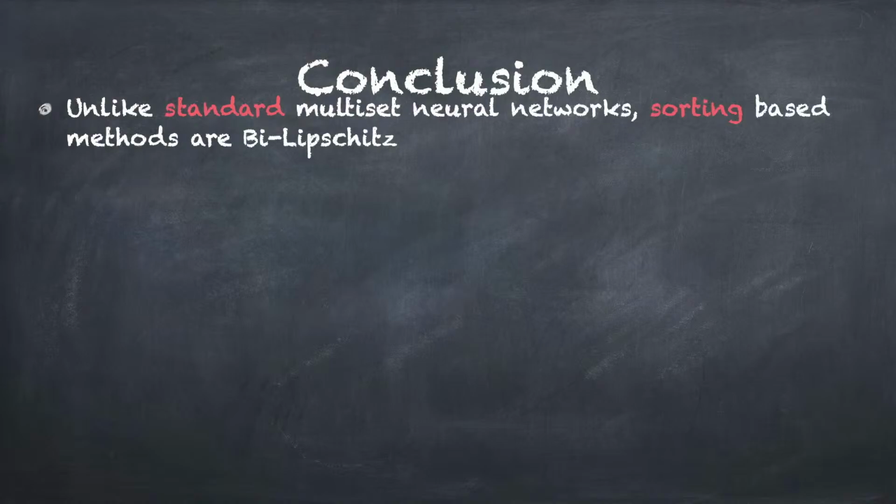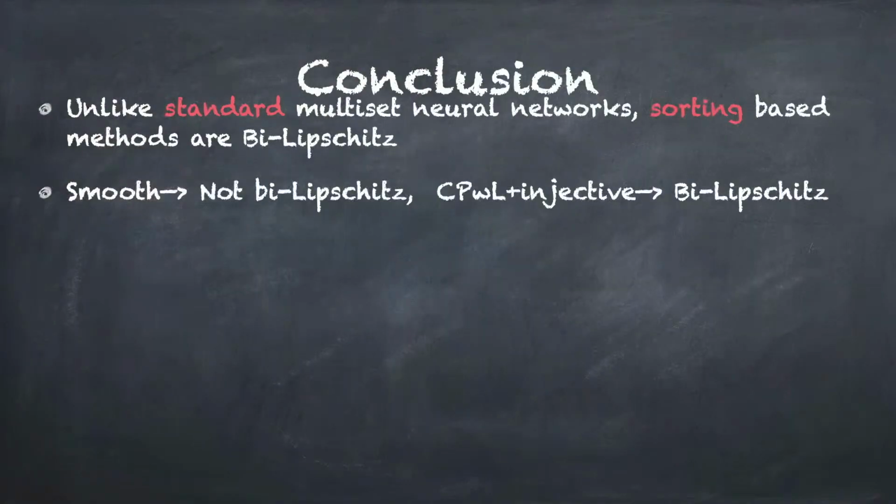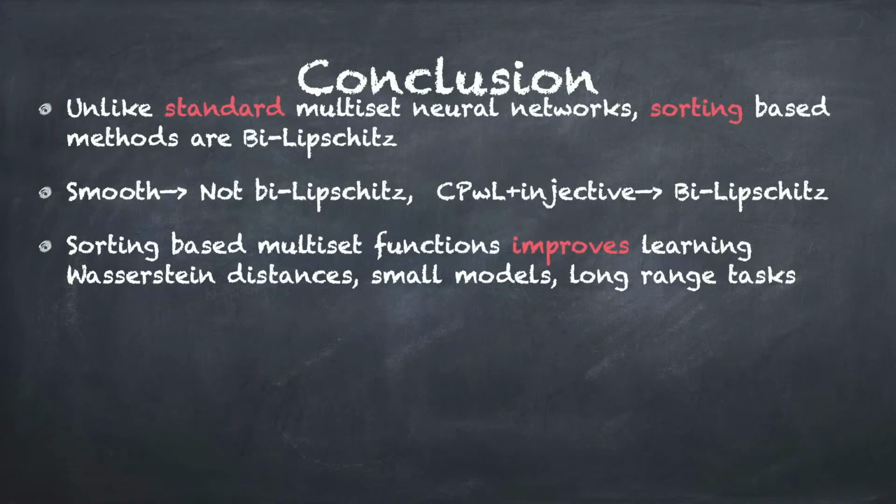Okay, so conclusion. What we saw is that unlike standard multiset neural networks, sorting-based methods are both Bi-Lipschitz and injective. There's a general concept that if you can build something which is smooth and injective, it probably will not be Bi-Lipschitz, but if it's continuous piecewise linear and injective, it will be. And we saw that in certain instances, sorting-based multiset functions can be helpful for learning: if you want to learn the distances themselves, or you want to learn with a small parameter budget, or long-range tasks, stuff like that. On the other hand, it can be slower.